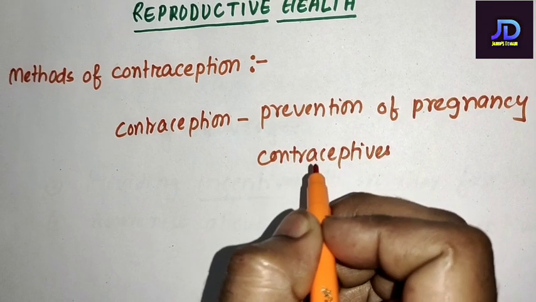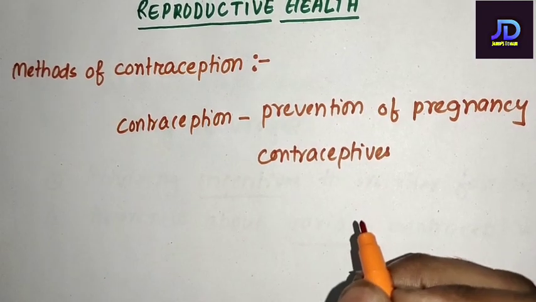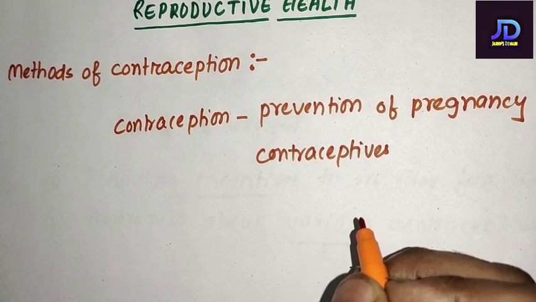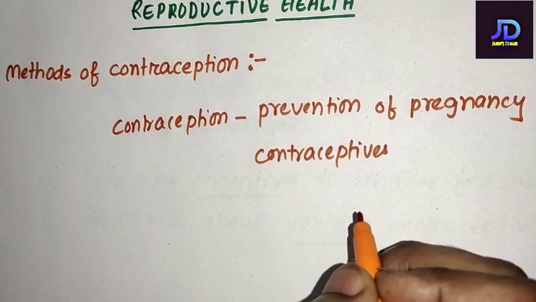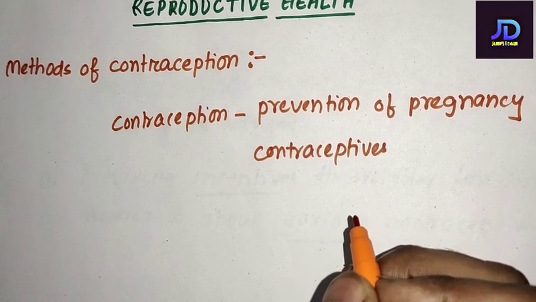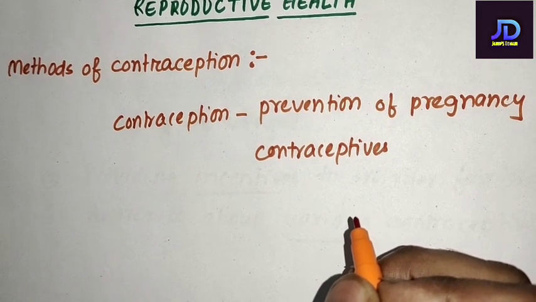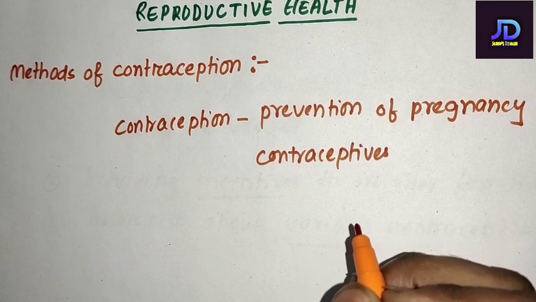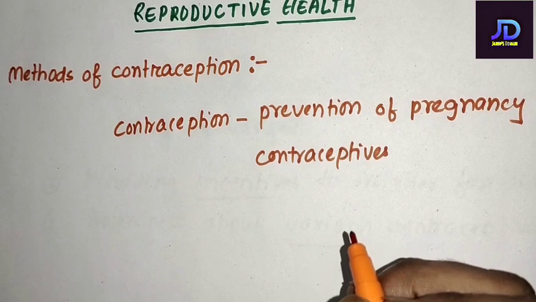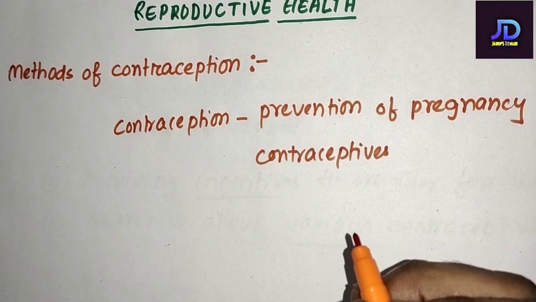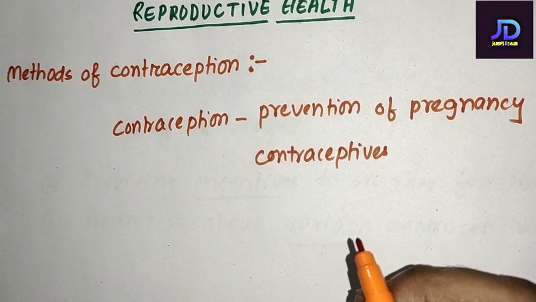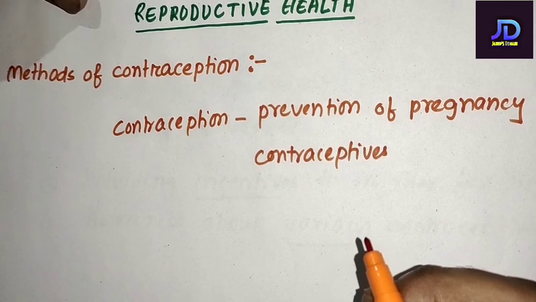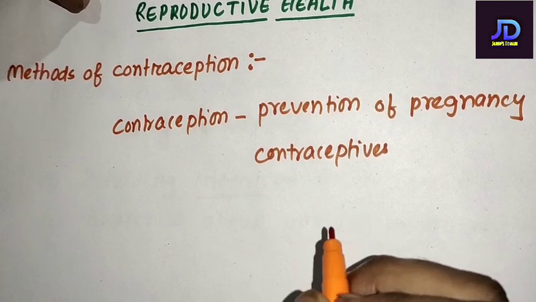Now we can say the contraceptives are the devices or the methods which are basically used to prevent pregnancy or fertilization. It includes all the devices which can prevent the fertilization process or the physical meeting, so that the fertilization can be prevented. Now the question arises, what are the characteristics that must be there in a contraceptive, in order to consider it an ideal one? That means, what are the characteristics of an ideal contraceptive?